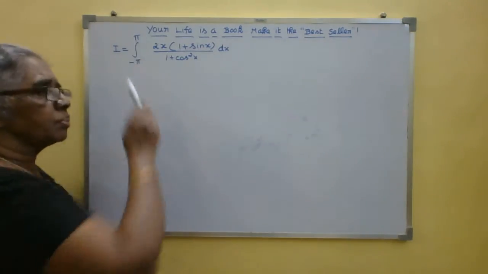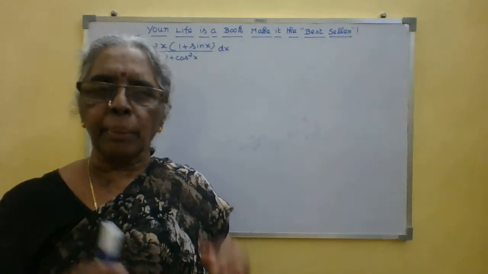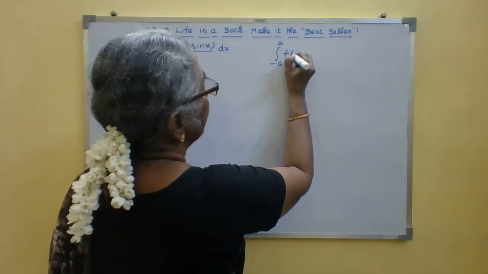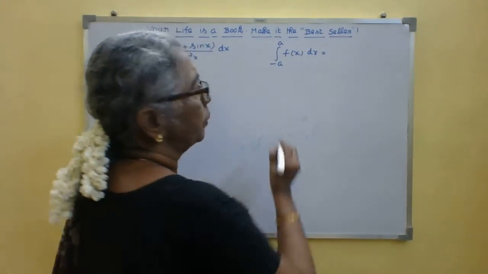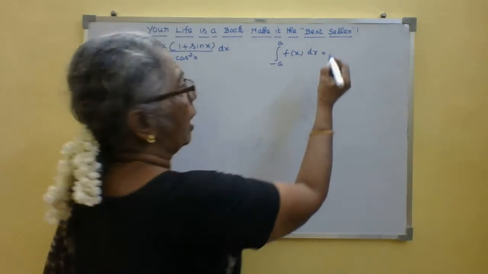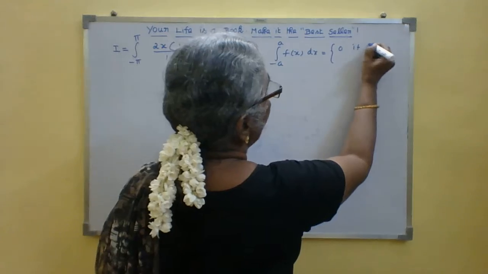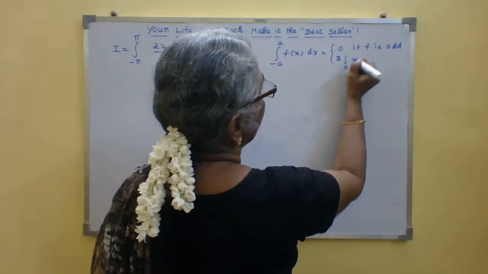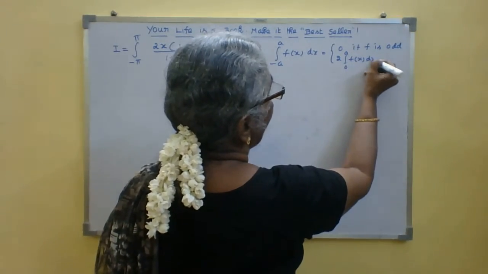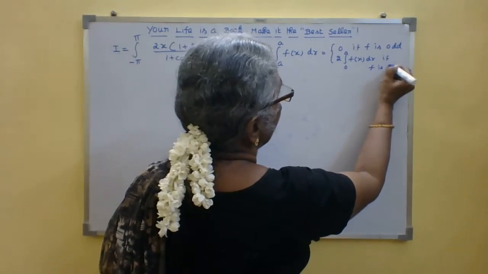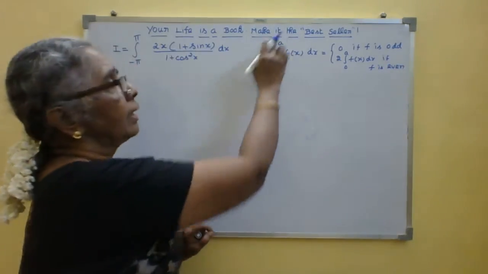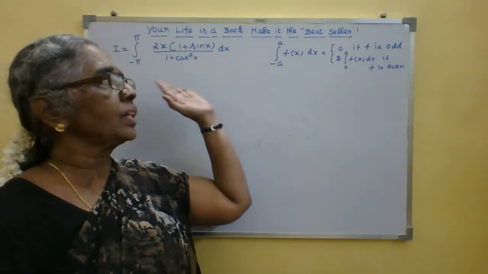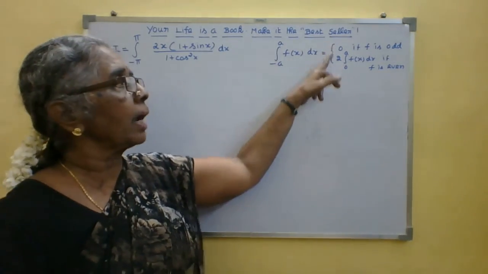When you see the limits as minus pi to pi, immediately you should remember the property: integral from minus a to a of f of x dx is equal to, there will be two options there, that is two parts. One is 0 if f is odd, and the second one is twice the integral from 0 to a of f of x dx if f is even. This is the property. So when you see that the upper and lower limits are the same, with the lower limit having a negation and the upper limit positive, you should remember this property. You are having two parts.